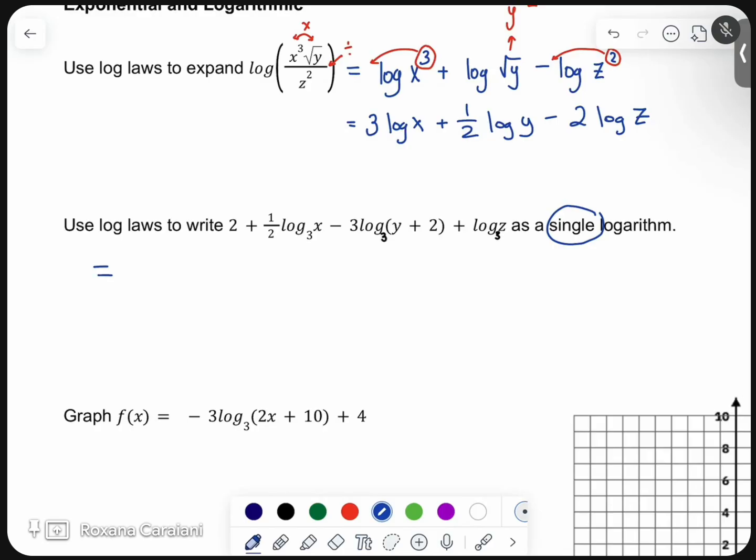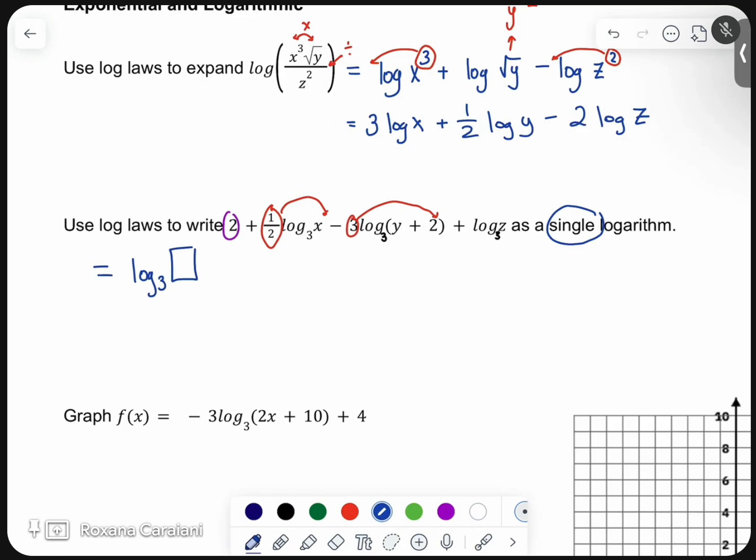So first thing I'm going to do is take any coefficients and bring them up into the exponent of the argument. Now this constant of 2, I was told to turn it into a single logarithm and nothing more. I need to turn 2 into a logarithm as well. So I need to write log base 3 of something so that it's equal to 2. Now a reminder that the answer to a logarithm is an exponent. So 3 to the power of what would give me that box? And the answer is 2.